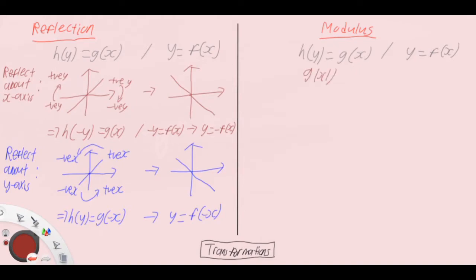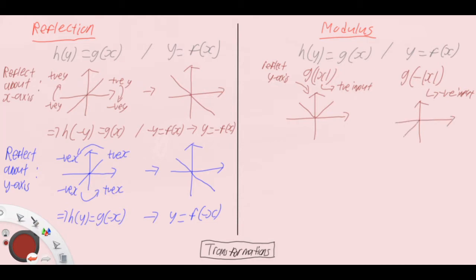Continuing with modulus, we have g(|x|) or g(−|x|). Basically, look at the input. |x| will only give you positive inputs. Negative |x| will give you negative inputs only. So that means for g(|x|), we keep the positive x side and then we reflect about the y-axis as well. Similar logic for g(−|x|): we keep the negative input and then reflect about the y-axis as well.